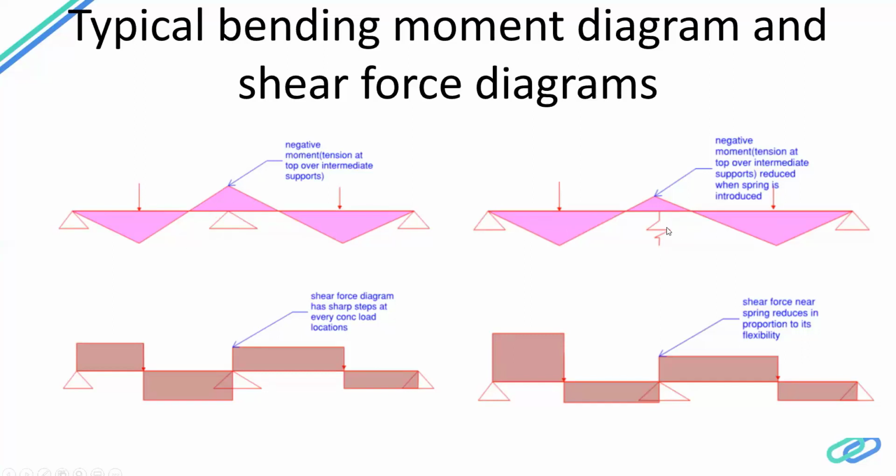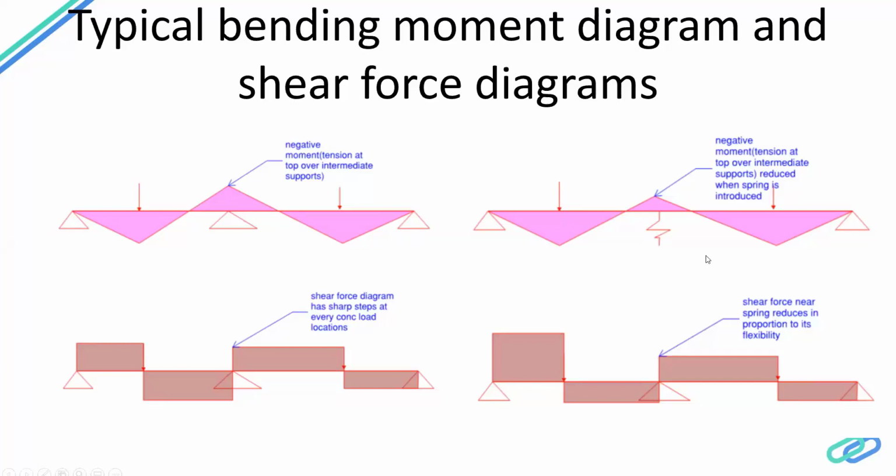And then as you keep increasing the flexibility of this spring, or in other words, if you keep reducing the stiffness of this spring, what's going to happen is this negative moment is going to keep dropping down, and then there might be a point where it's again a positive moment here and not a negative moment here.